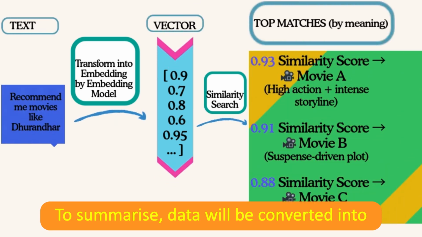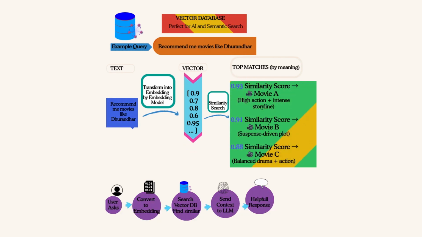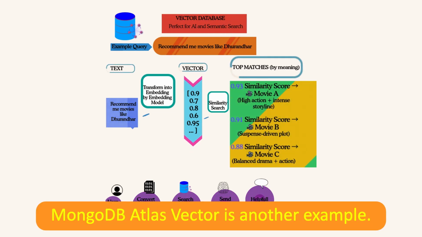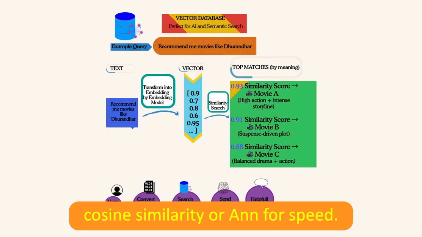To summarize, data will be converted into embedding vectors and stored in a vector database like ChromaDB, Pinecone, Amazon Aurora, PostgreSQL; MongoDB Atlas Vector is another example. And then the search will be powered by cosine similarity or ANN for speed.